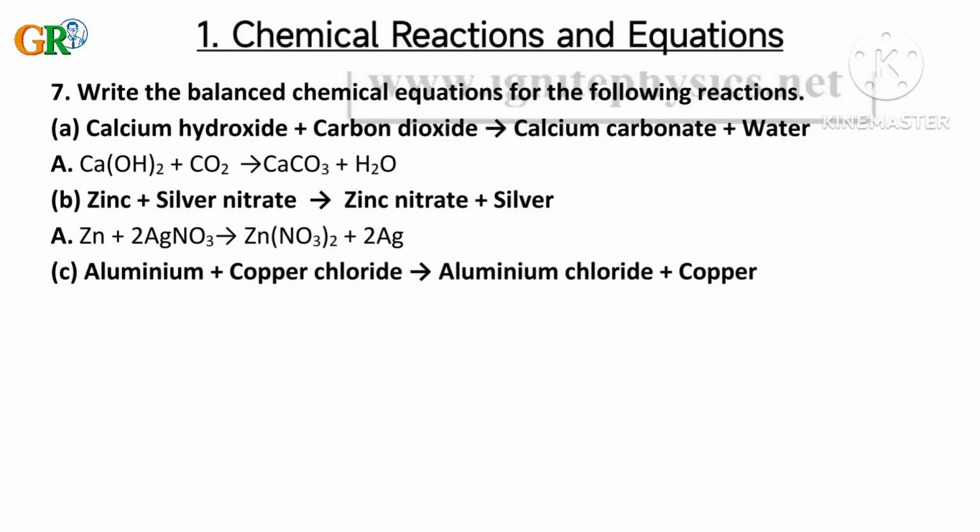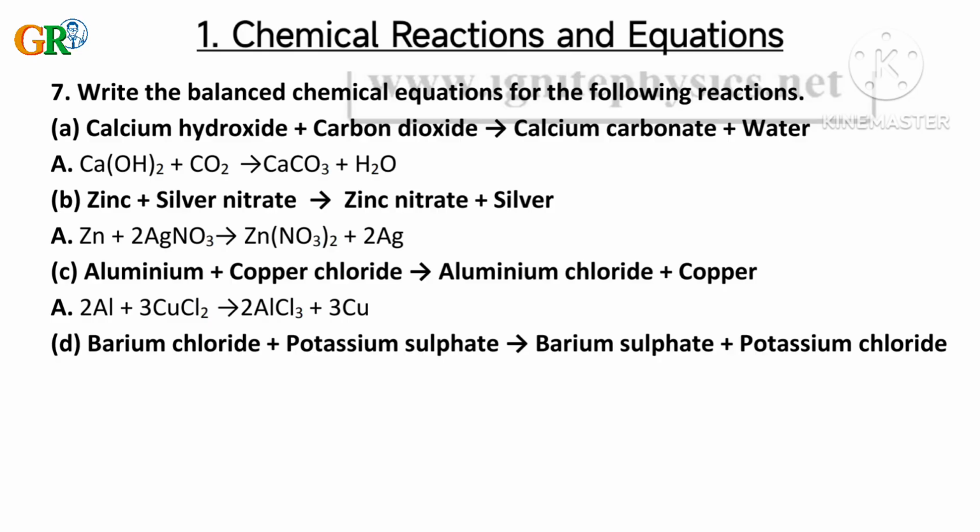C. Aluminium plus copper chloride gives rise to aluminium chloride plus copper. The chemical equation is Al + CuCl2 gives rise to AlCl3 + Cu. The balanced chemical equation is 2Al + 3CuCl2 gives rise to 2AlCl3 + 3Cu.